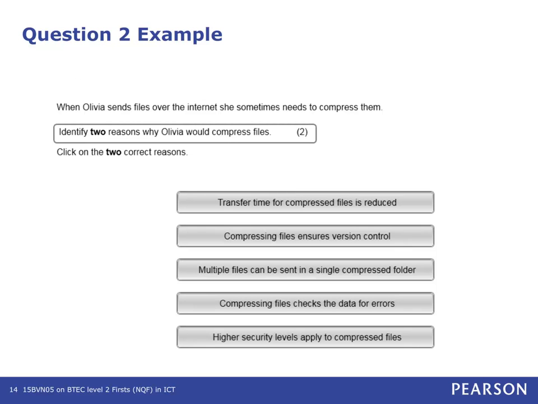Targeted specification area, learning aim A2, online documents. Lead examiner's comments: most learners selected the 2 correct reasons why files would be compressed from the options offered. The answer is, transfer time for compressed files is reduced, and multiple files can be sent in a single compressed folder.